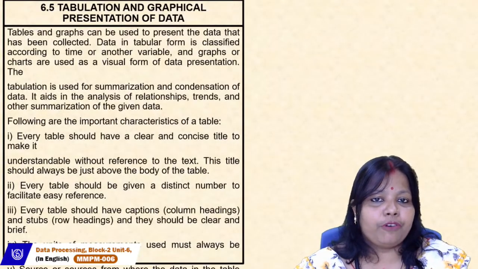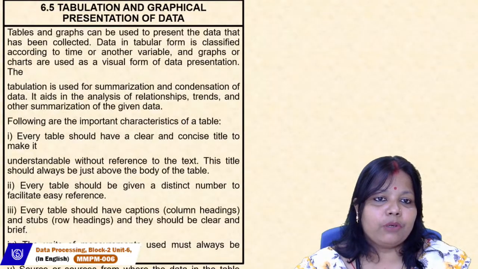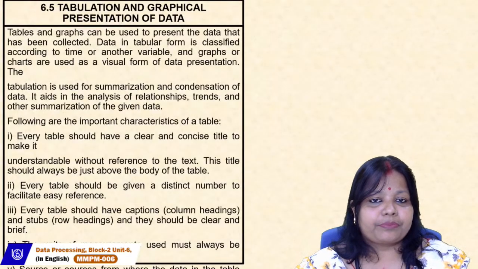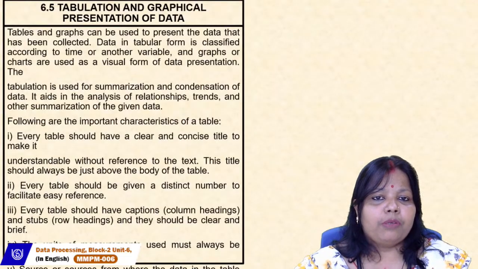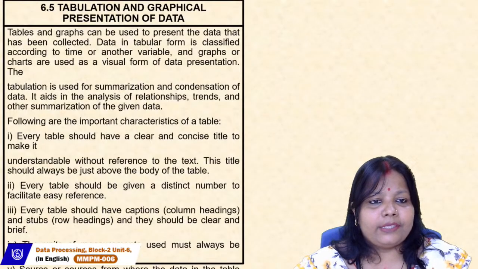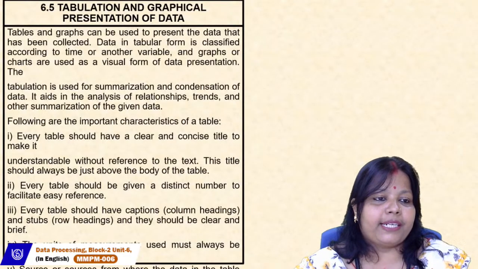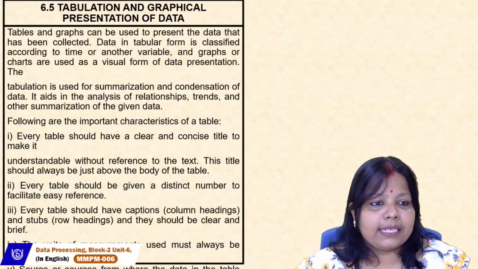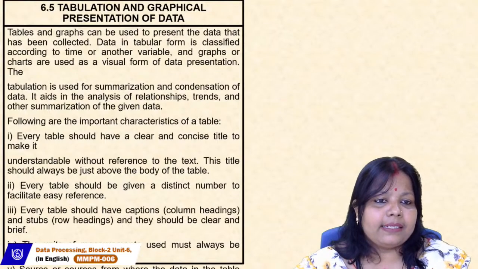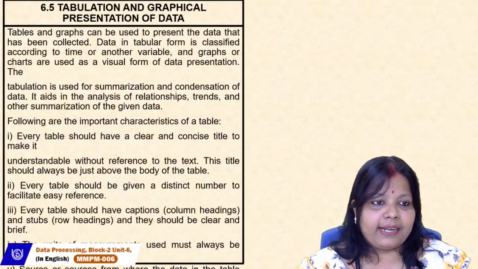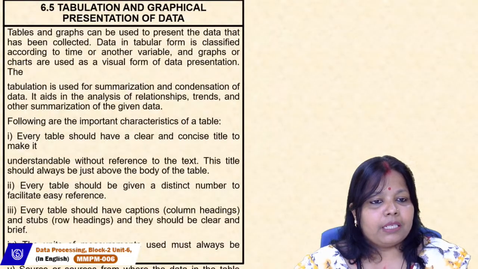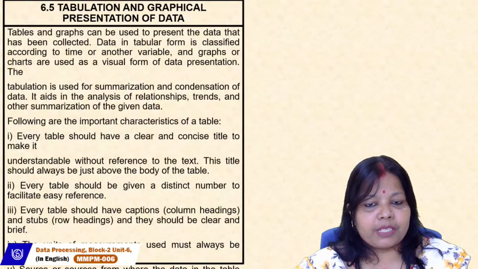And data in tabular form is classified according to time or any other variable. Graphs or charts are used as a visual form of data presentation. So data tabulation is used for summarization and condensation of data, or we can say we are condensing the data. It aids in the analysis of relationships, trends, and other summarization of the given data. These are the important characteristics of the table.